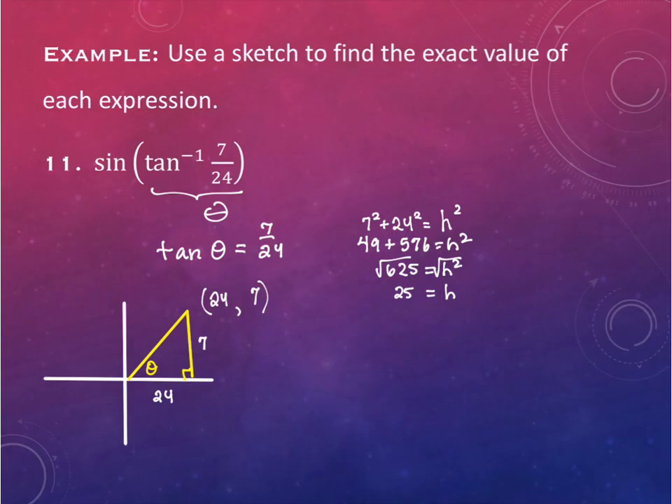It's 25. This is called a Pythagorean triple. We've encountered some of them before. The 7, 24, 25 is a Pythagorean triple that has nice whole number values. So, excellent. Our triangle is filled in now. And sine, in terms of a triangle, is what? It's opposite over hypotenuse. Well, what is the opposite in this triangle? 7. And what's the hypotenuse? 25.